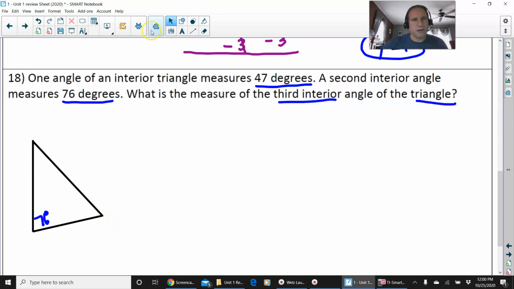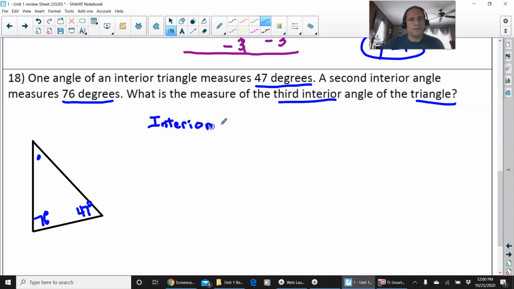So I drew another triangle here because it was bothering me. All right, so 76 degrees, and say this is 47. So obviously, you have to try to find the missing angle, and that's pretty easy. You know that all interior angles of a triangle equal 180 degrees. The sum of the interior angles of a triangle equals 180.